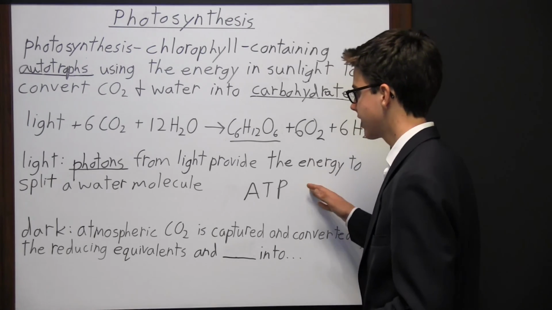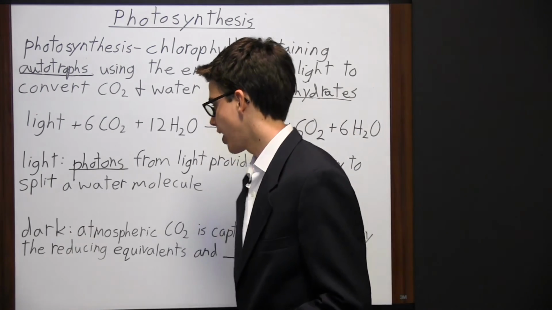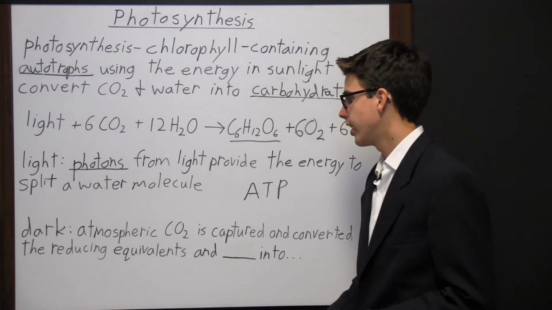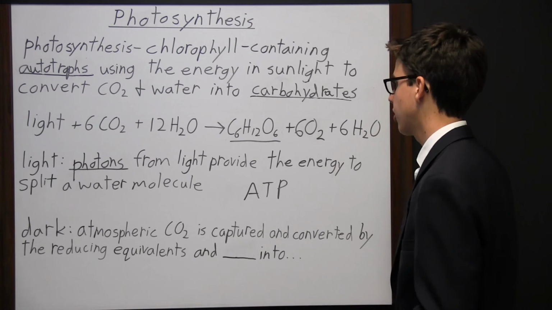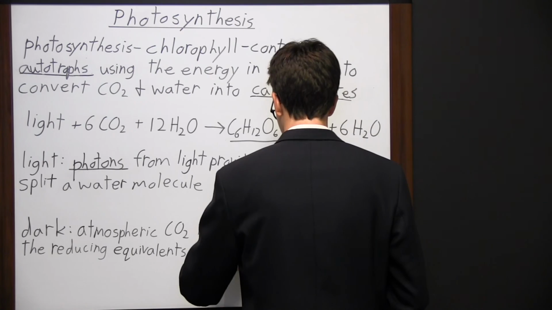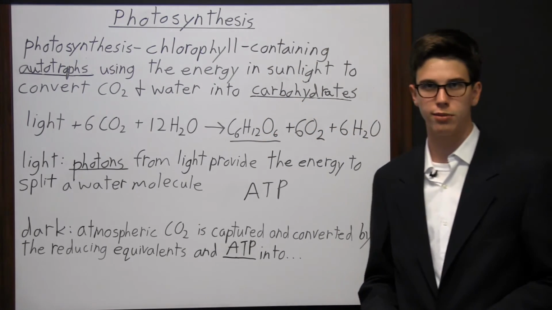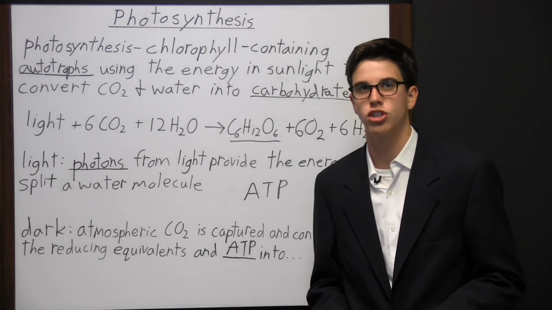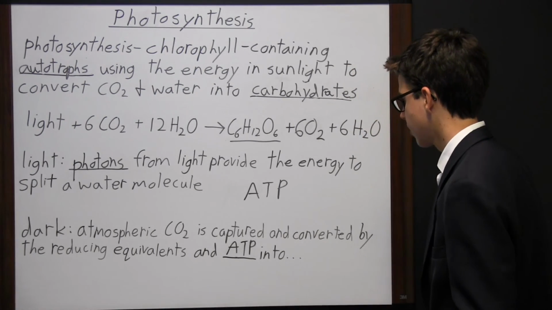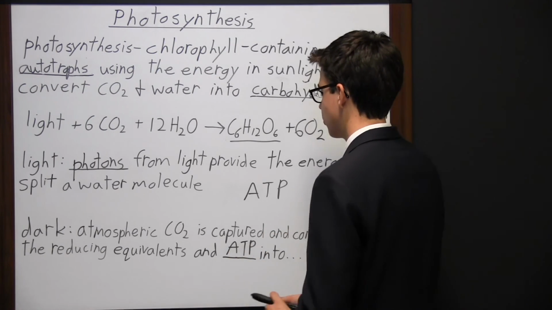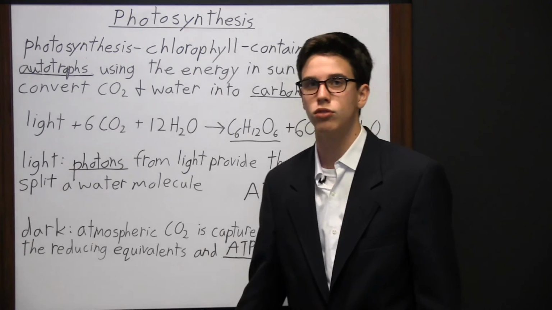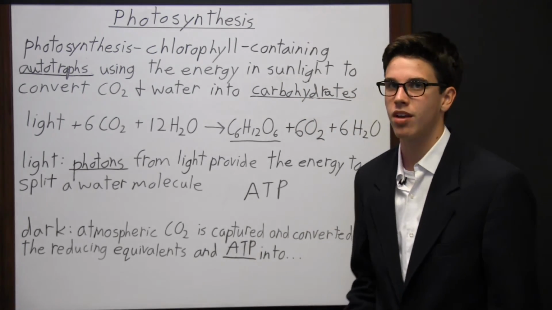And so we're going to get to that in a minute. And then we have the dark reaction, which we can also describe as the Calvin-Benson cycle. And here, atmospheric carbon dioxide is captured and converted by the reducing equivalents and ATP into first 3 carbon sugars, and then later converted into 6 carbon sugar phosphates, and then into sucrose, starch, and cellulose. So notice here that ATP is used. It's produced in the light reaction, but it's used in the dark reaction. So these two reactions are not mutually exclusive. They are dependent on each other.